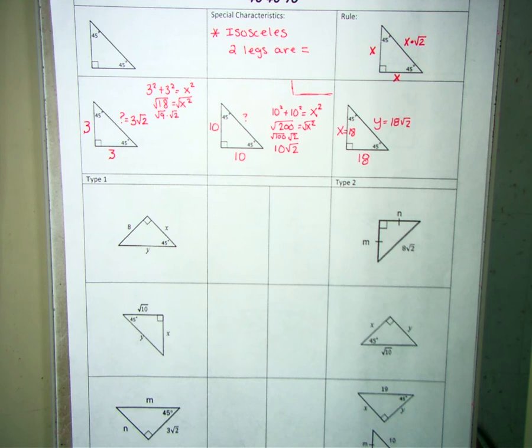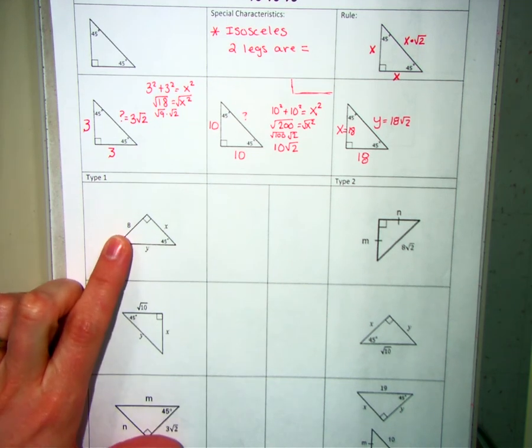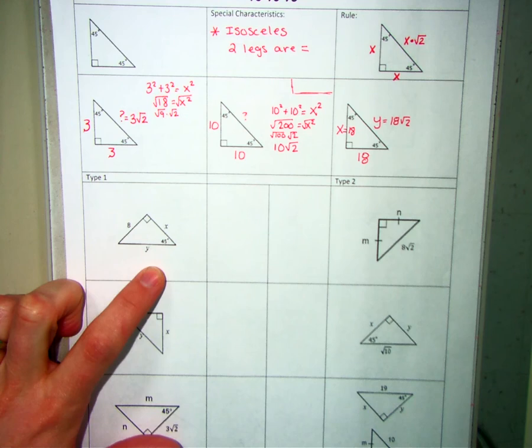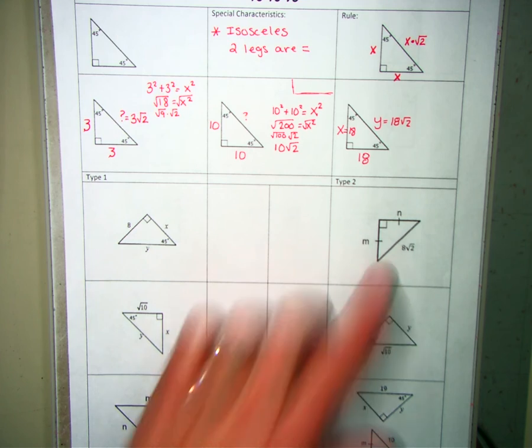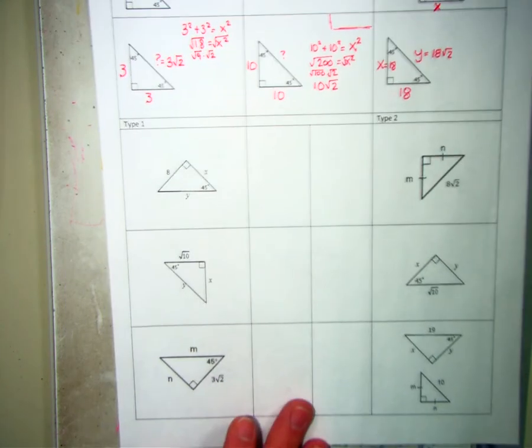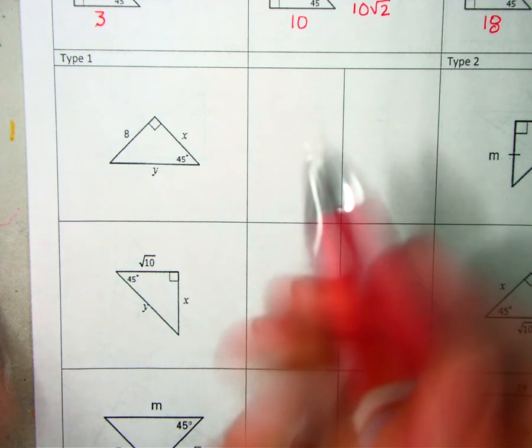Okay? So we have type 1 and we have type 2. The difference between the two is on type 1, you're given a leg, and you're asked to find the other two sides. And in type 2, I gave you the hypotenuse. Okay, so we'll talk about the difference between the two. All right, so let's focus on type 1 here for a minute. Can you find x and y right now without me saying anything? Yeah? What's x? 8. What's y? 8 radical 2, right? Easy peasy.